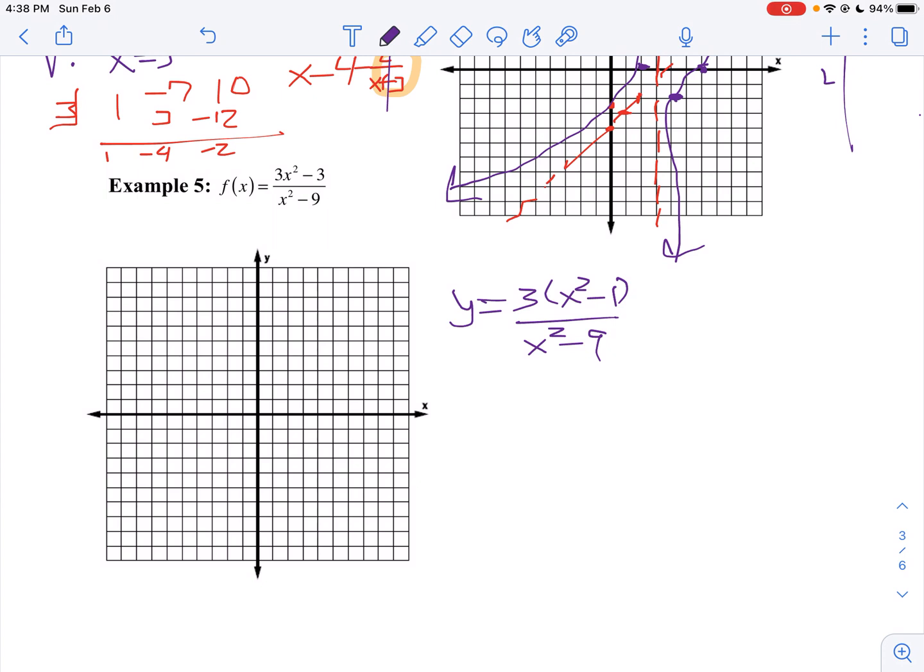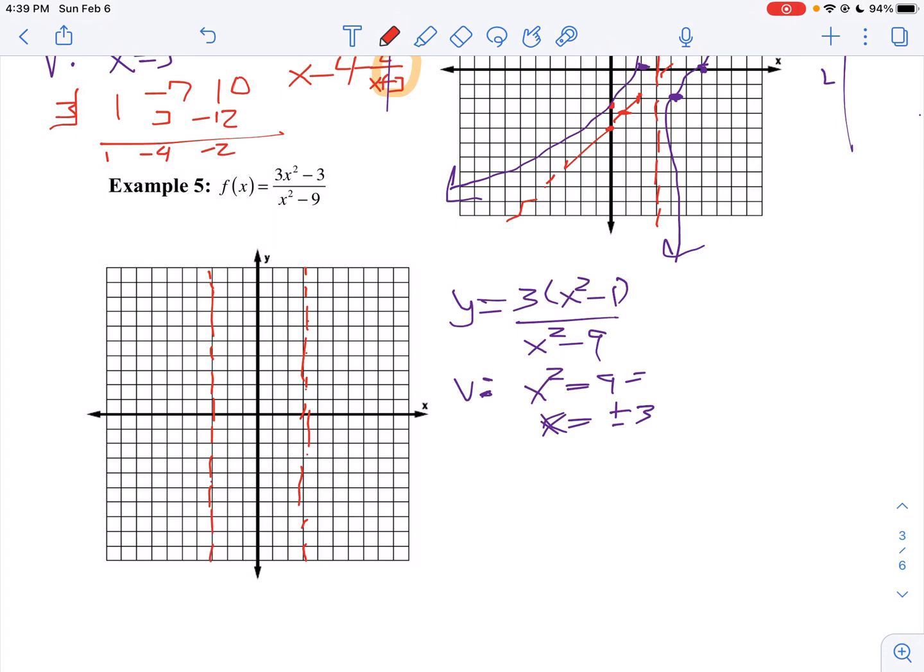So let's start with my vertical asymptotes. My vertical asymptotes are where my denominator is 0, so x squared equals 9. So I'm going to have a vertical asymptote at x equals plus or minus 3. So I'm going to go to the right 3 and make a vertical line, and then to the left 1, 2, 3, we'll make a vertical line there.